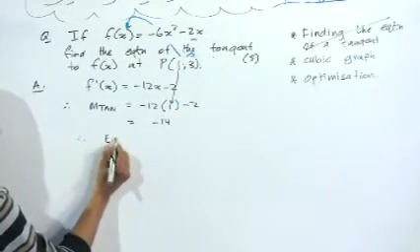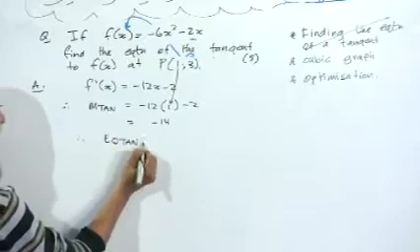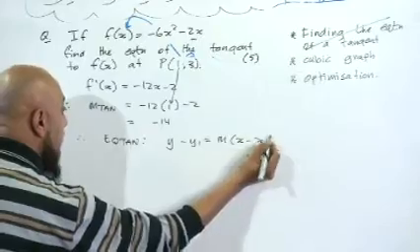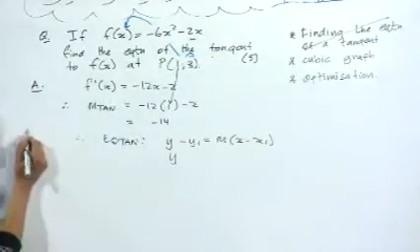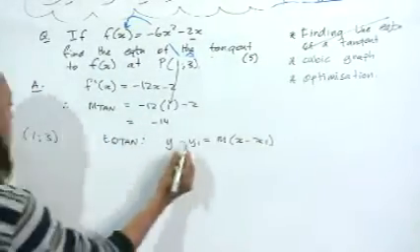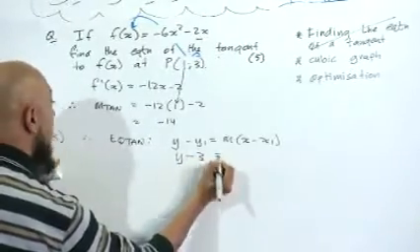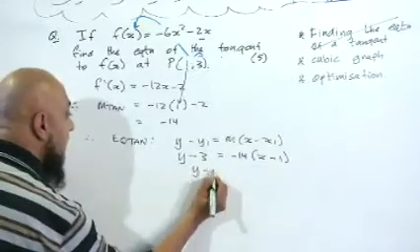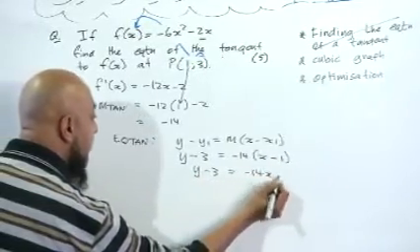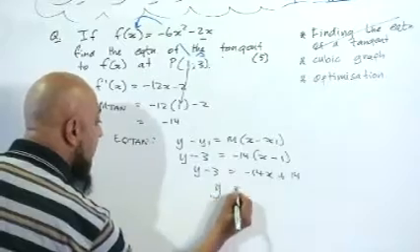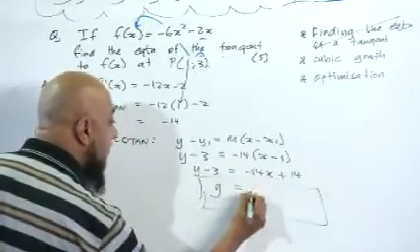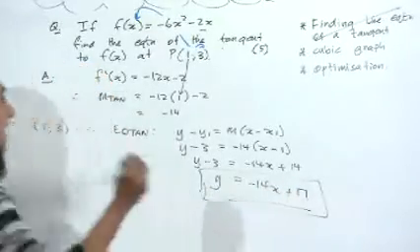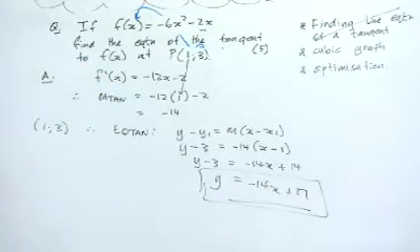Therefore, the equation of your tangent is now going to be given by y minus y1 is equal to m into x minus x1. So which point are we using? Again, we're using the point 1 and 3. y minus 3 is equal to m, which we found, minus 14, into x minus 1. So y minus 3 is equal to minus 14x plus 14. Final answer, y is equal to minus 14x plus 14 plus 3, which is 17. And that, boys and girls, would be your final answer.